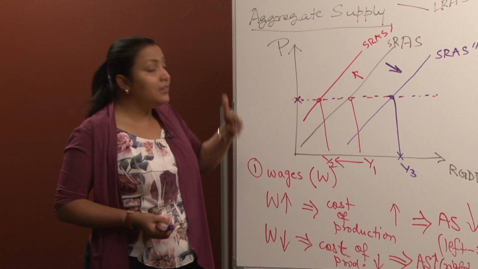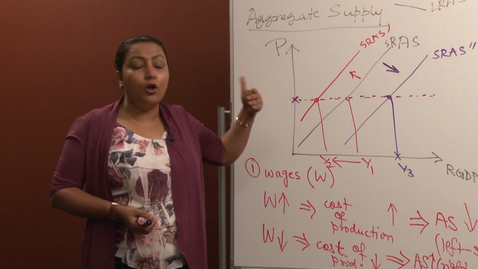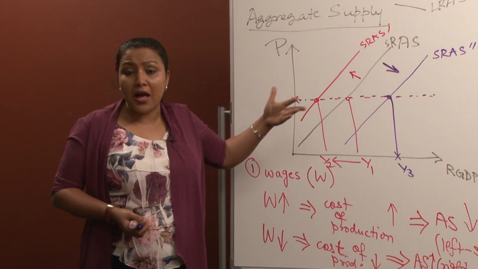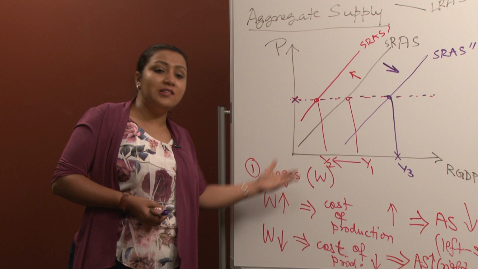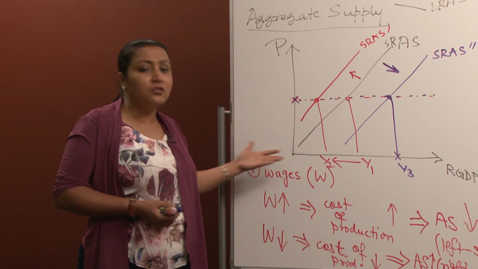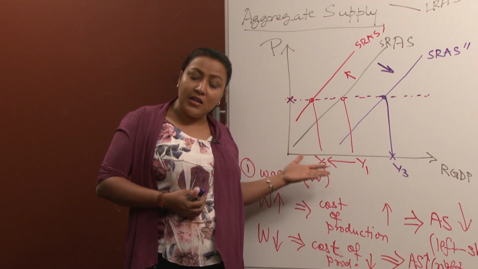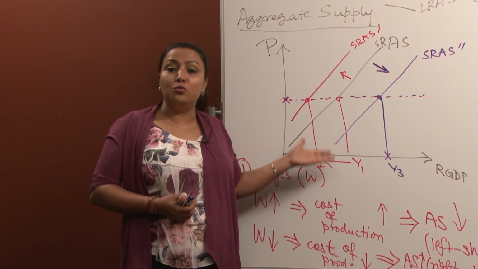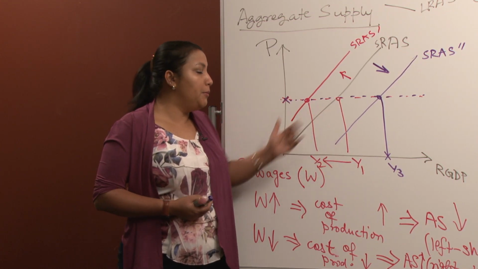Okay. And the reason that we differentiate between short run and long run in terms of aggregate supply is because on the supply side, when you think about the prices of different inputs, they are sticky, and this is especially true for wages, which is the price of the input labor.